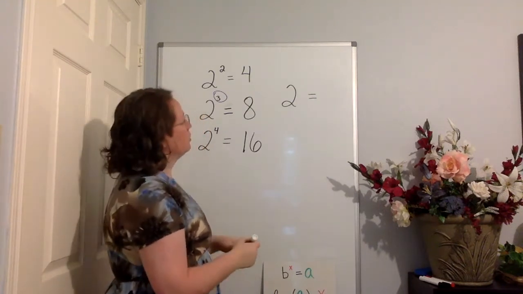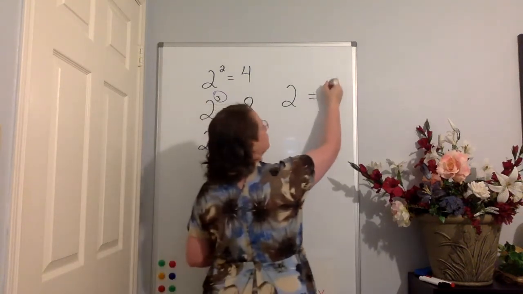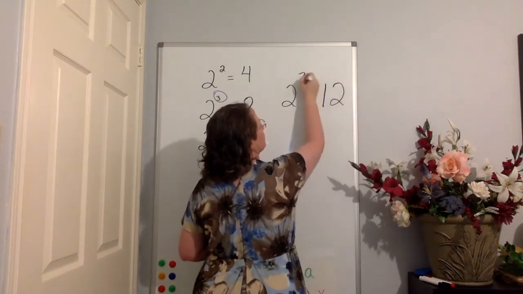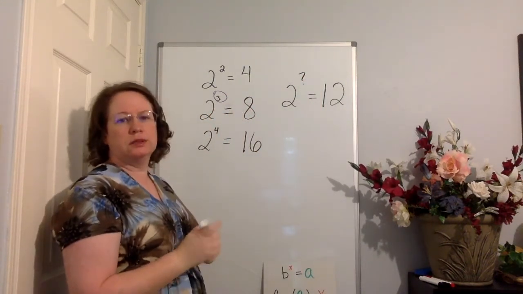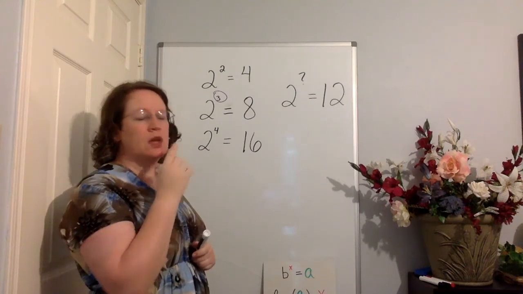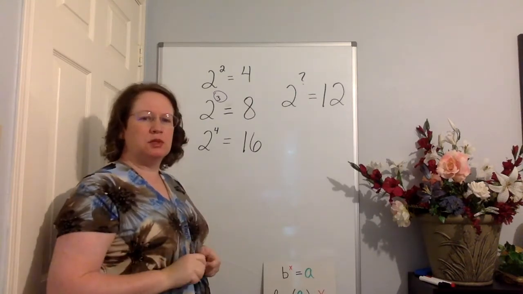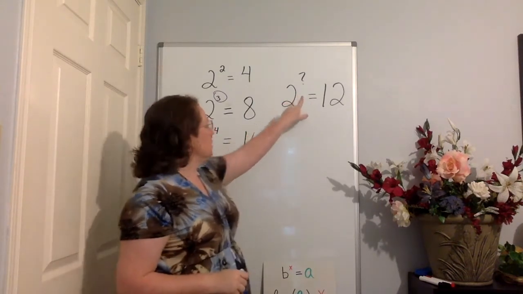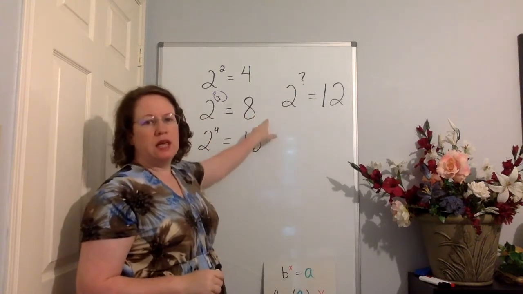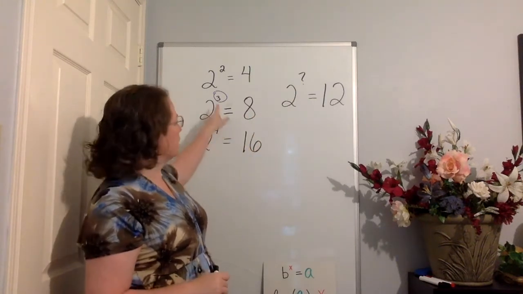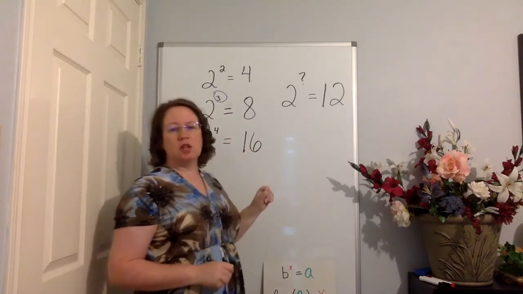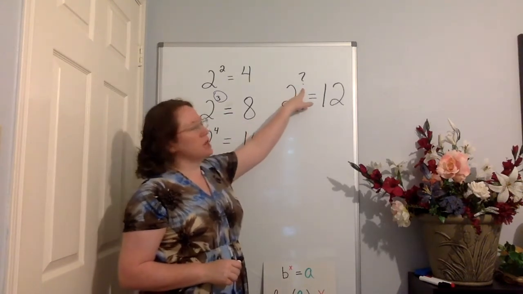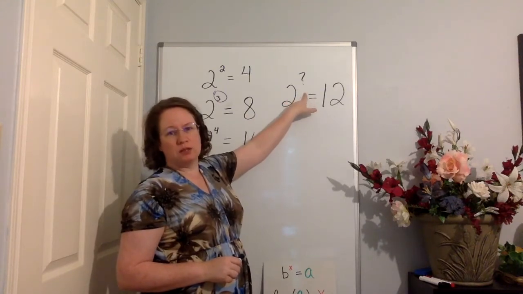But what if I asked you 2 to what power is going to get me 12? I know 2 times 6 gives me 12, but notice 12 is in between 8 and 16, so it's going to have to be a decimal. Can't just find it by working backwards. That's what logarithms do. Logarithms help us solve for this unknown exponent.